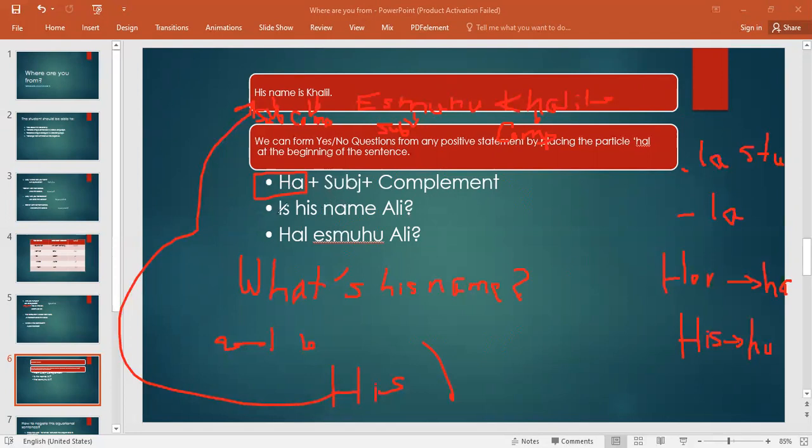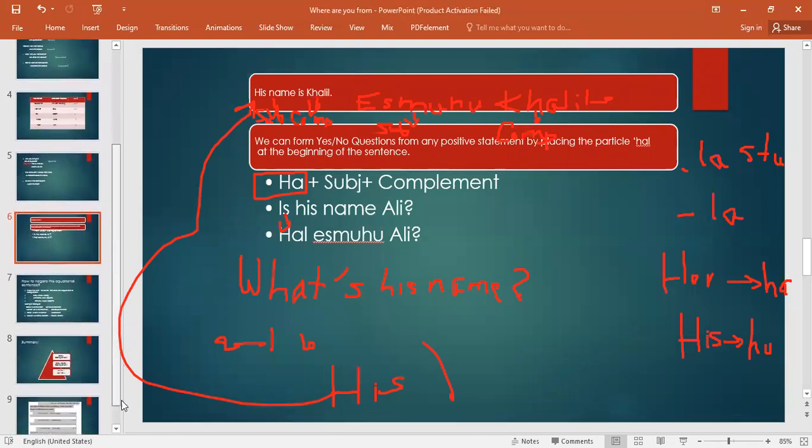So is his name Ali? Is here means هل, and his name is the subject, and Ali is the complement. So take into consideration from this slide that an equational sentence is made up of a subject and complement, like the example we made here. And if you want to create a question from this positive statement, we put هل before the subject and complement. Okay, this is regarding the slide. So let's see what the other slide holds for us.